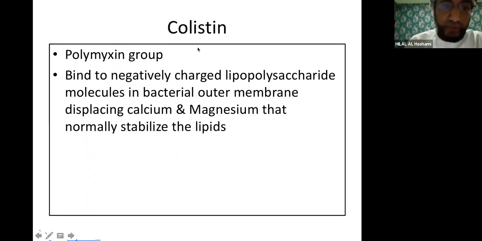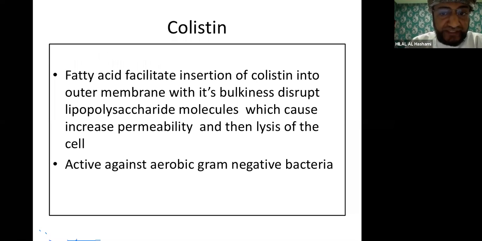Then we'll move into colistin. It's in the polymyxin group. It binds to the negatively charged lipopolysaccharide molecule in the bacterial outer membrane, displacing the calcium and magnesium that normally stabilize the lipid. Also, the fatty acid facilitates the insertion of colistin into the outer membrane. With its bulkiness, it disrupts the lipopolysaccharide molecules, which increases the permeability of the outer membrane of the cells, and then leads to lysis of the cell.